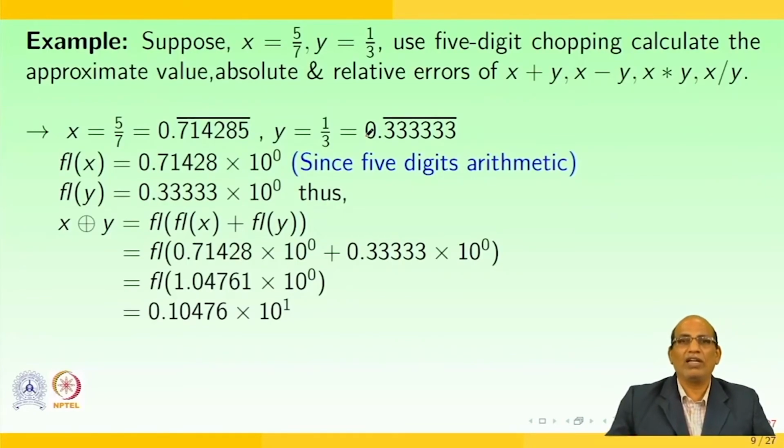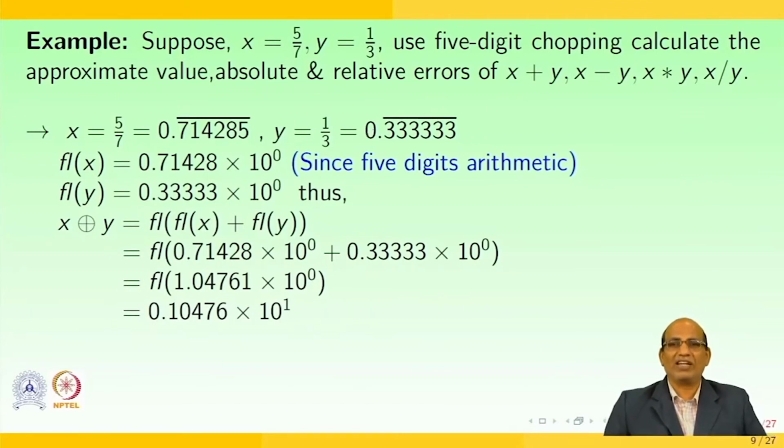Well, now let us look into a few examples in this direction. Suppose x is equal to 5 by 7, y is equal to 1 over 3. Now I want to use 5-digit chopping, and calculate the approximate value, absolute error and relative error of x plus y, x minus y, x multiplied by y and x by y.